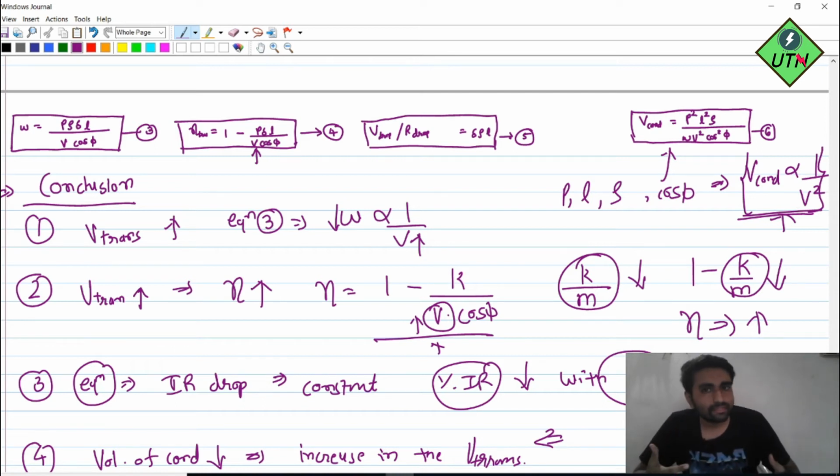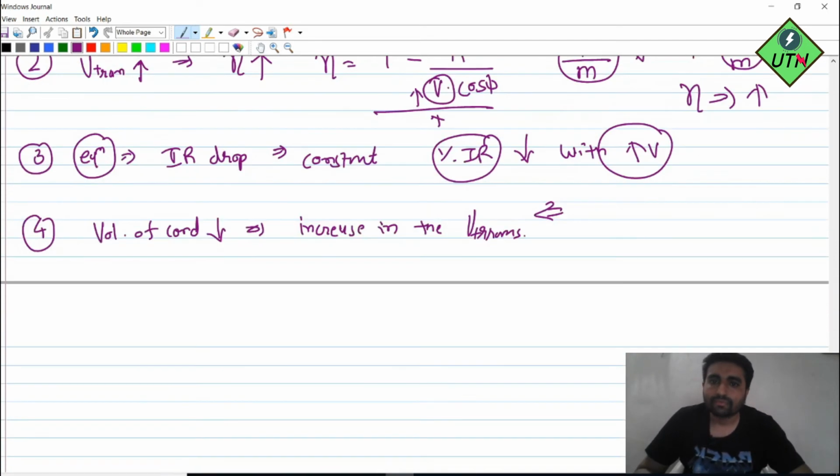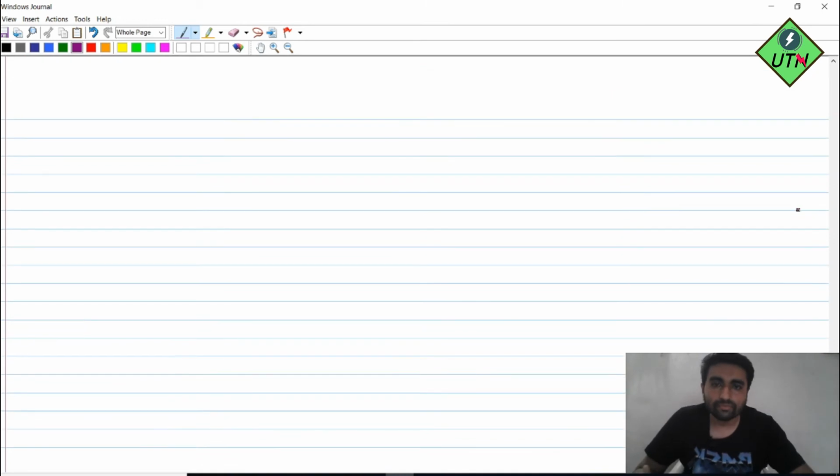So these are the conclusions that we have, and from them we can say that if we transmit the power at higher voltage, it will save us money and help us improve the efficiency. That means the drop and the losses in the transmission itself are going to be reduced. So definitely we should go for the higher voltages. But if we go for higher voltages, we will also have disadvantages, so we'll talk about the disadvantages too.